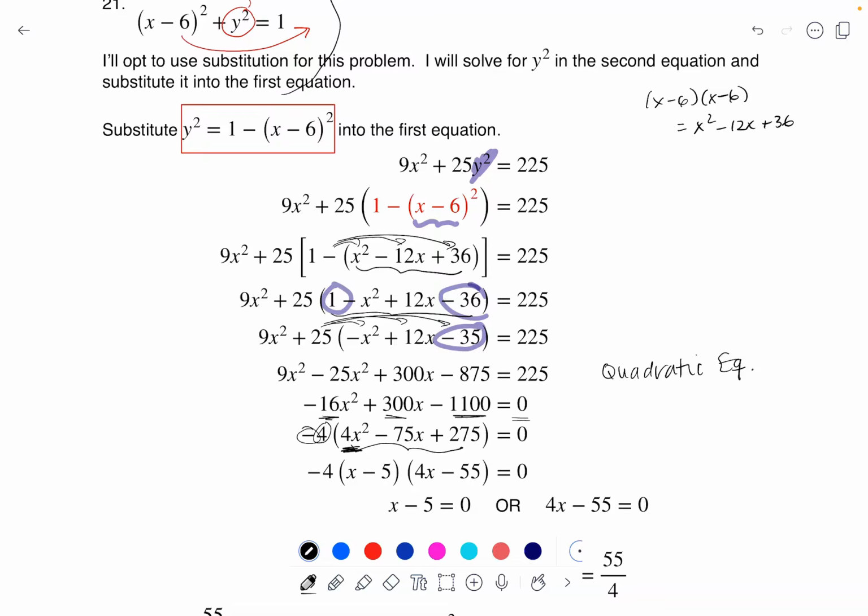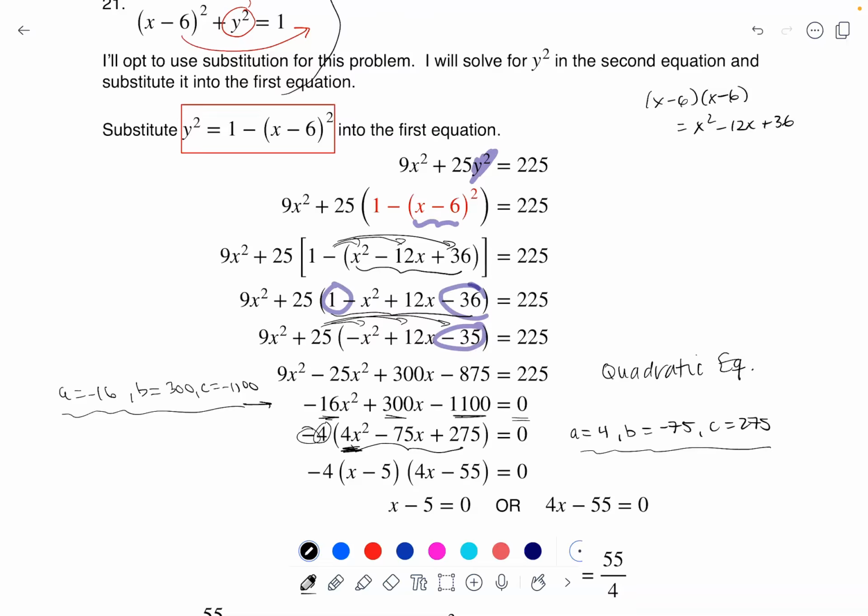And again, if you want to use the quadratic formula, you're more than welcome to, right? And if I was going to use the quadratic formula, A would be 4, B would be -75, and C would equal 275. Or you could have used the quadratic formula here, with A equaling -16, B equaling 300, C equaling -1100. Regardless of which set of coefficients you use, when everything simplifies, you'll get the same answer. If you use these options, you'll have to simplify a little bit more on the back end. If you use these options after you factored out the GCF, you would have less simplification to do on the back end.